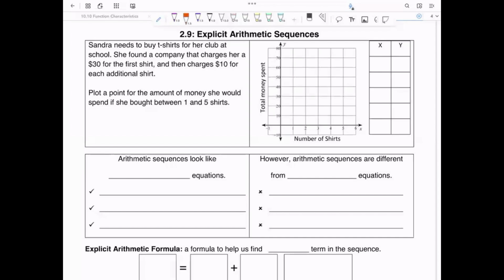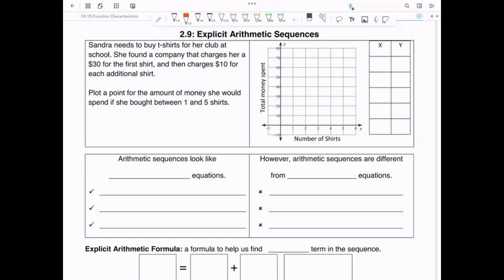Today we're going to talk about explicit arithmetic sequences. An arithmetic sequence has two different formulas, the explicit formula and the recursive formula. Tomorrow we'll talk about recursive, but today we're going to talk about the explicit formula.